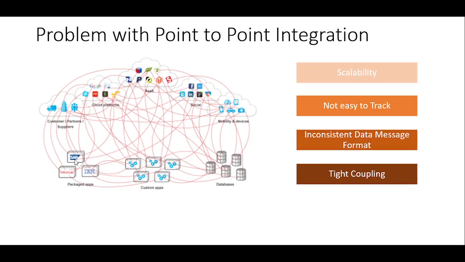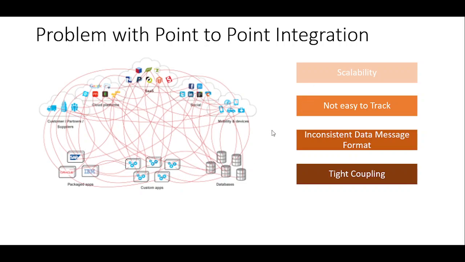Over a period of time, it looks like this, where you can see a many-to-many relationship. For example, SAP is connected to a customer partner supplier, then to a cloud partner, then to SaaS. Similarly, SaaS is connected to some of the databases. The major problem with this point-to-point integration is scalability.